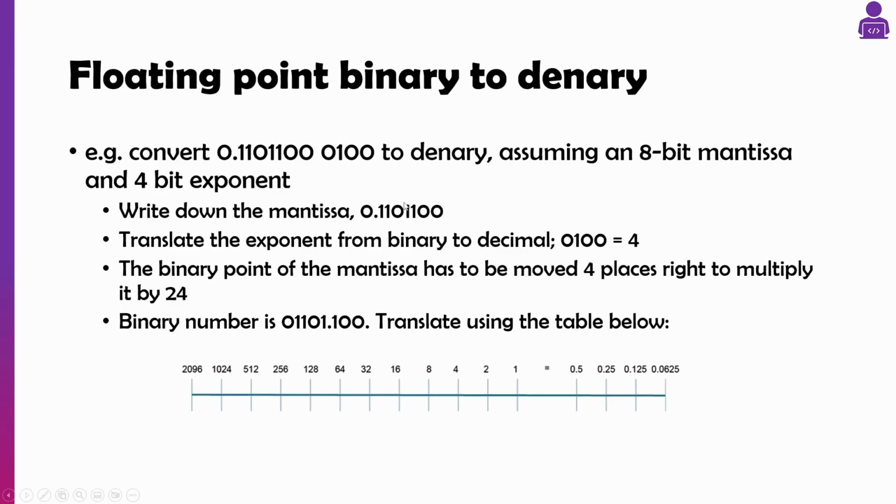Okay, so you write down the mantissa. You can then calculate the exponent, which in this case is 4. That means we know that this number can go 1, 2, 3, 4 places. So it's going to be 1101.100, and we can then calculate the answer.